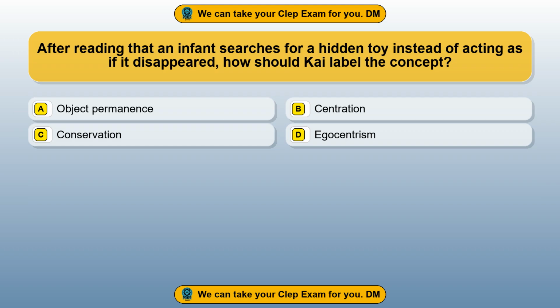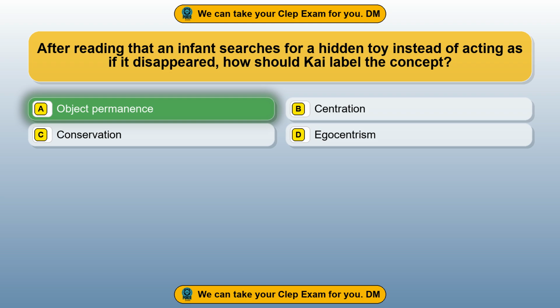Question 18. After reading that an infant searches for a hidden toy instead of acting as if it disappeared, how should Kai label the concept? Option A, object permanence. Option B, centration. Option C, conservation. Option D, egocentrism. The correct answer is option A.